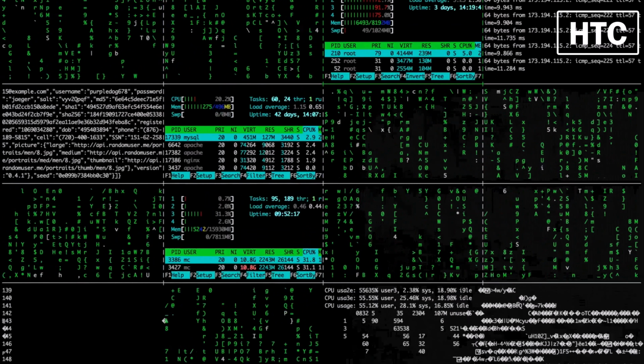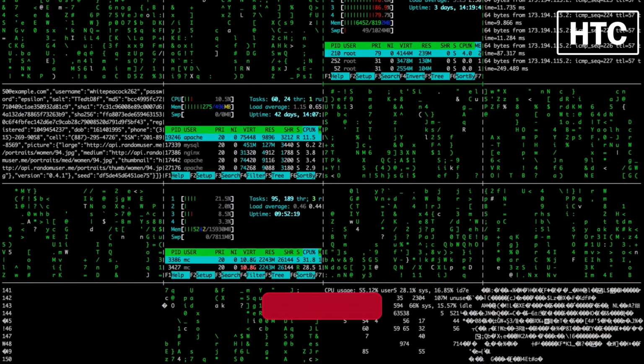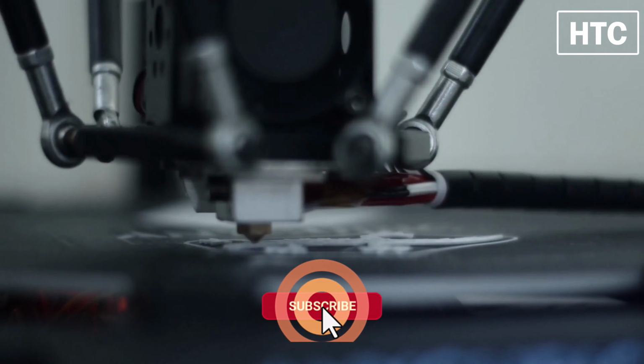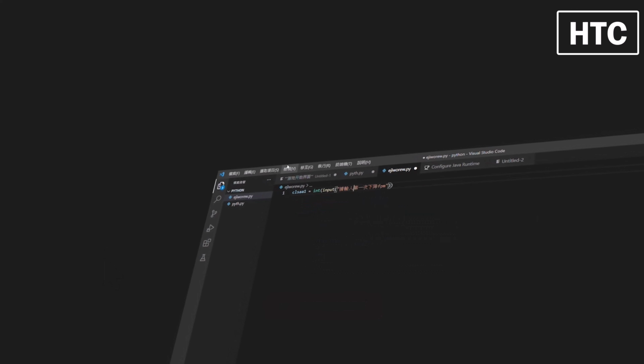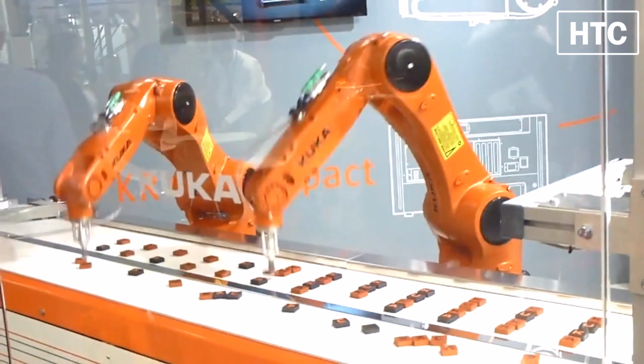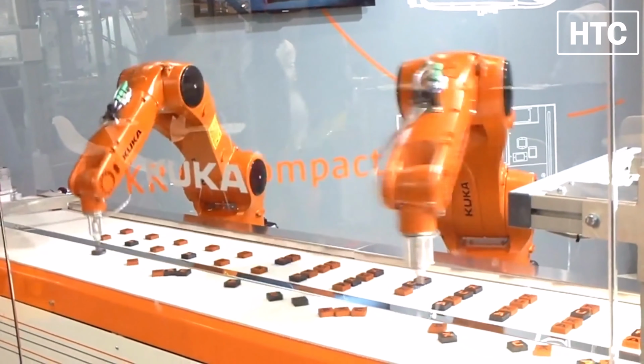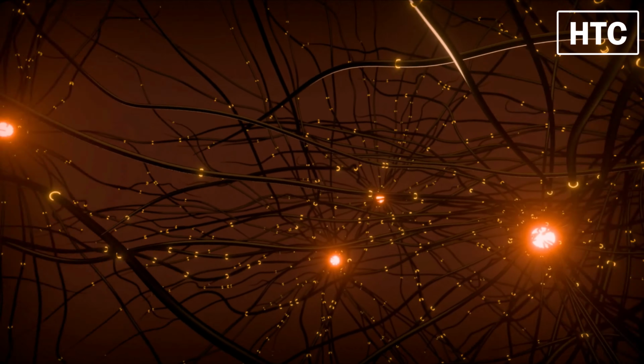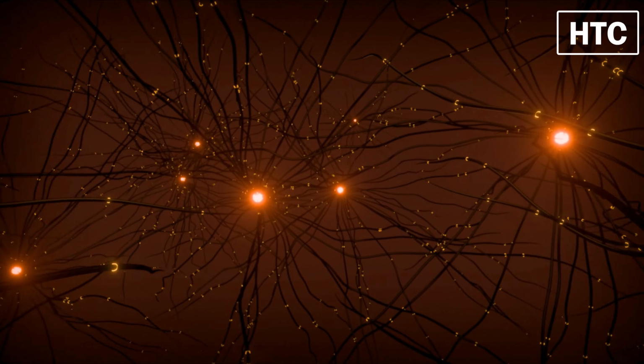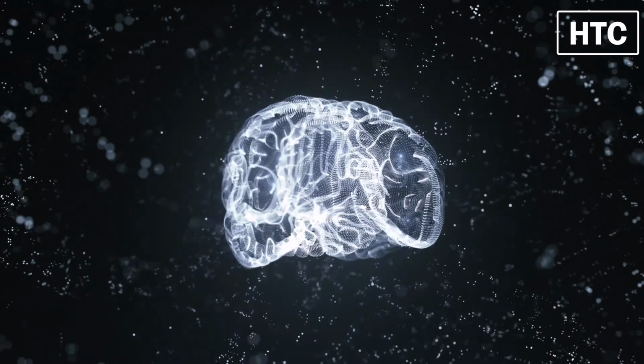At the core of AI lies mathematics and computer science. Machine learning, a subset of AI, enables computers to learn from data and improve over time without being explicitly programmed. But how does this learning process actually work? Let's start with neural networks, computational models inspired by the human brain's interconnected neurons.